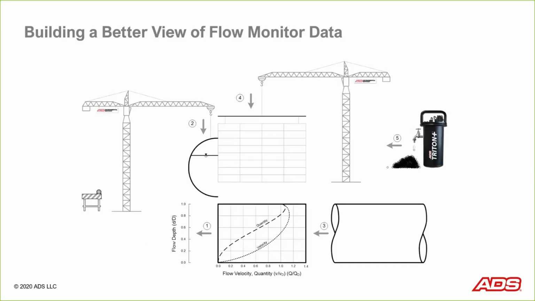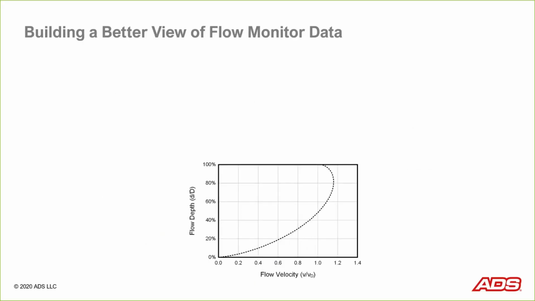So let's get back to a graphical view, and we're going to start with this Manning equation as our fundamental principle, and we're going to do what I call build a better view of flow monitor data. So if we take that Manning equation and we plot that equation, we get something like this. And this is really a good fundamental point for civil engineers, environmental engineers, and the like to start their understanding and learning of scattergraphs of flow monitor data.